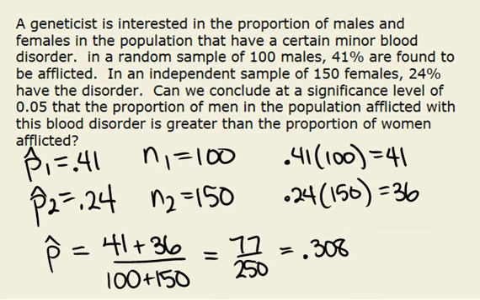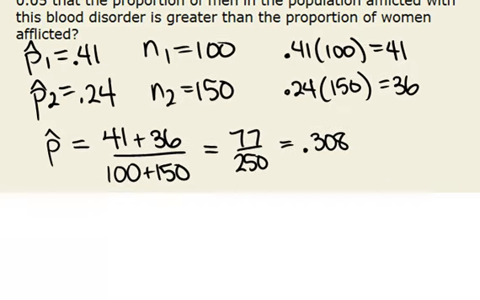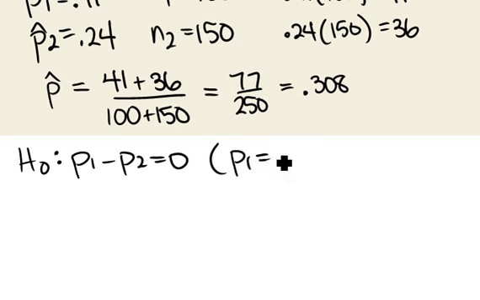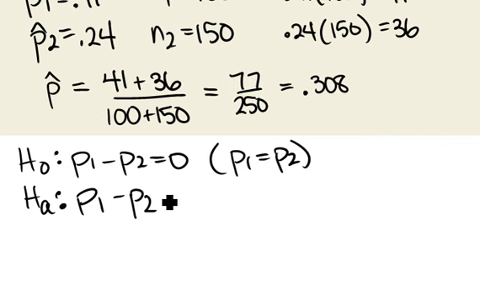So let's set up what we're going to actually be testing for here. We want to find out if the proportion of men or males that are afflicted is greater than for the women. And so when we do our hypothesis test, our null hypothesis is that the difference in proportions is 0, or you can write this equivalently, if you want, as P1 equal P2. If we want to find out if more men are afflicted, and we have called the group for the men group 1, what we want to find out is if this difference is positive. And this is equivalent to saying that P1 is greater than P2.